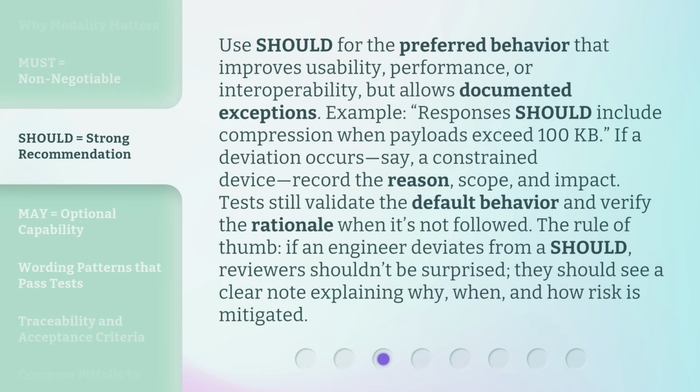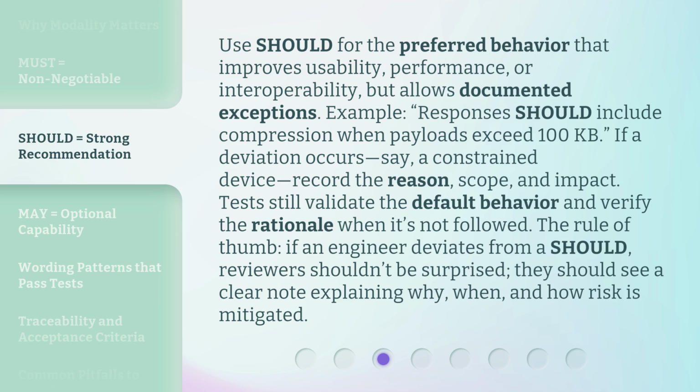Use should for the preferred behavior that improves usability, performance, or interoperability, but allows documented exceptions. Example: responses should include compression when payloads exceed 100 kilobytes. If a deviation occurs, say, a constrained device, record the reason, scope, and impact. Tests still validate the default behavior and verify the rationale when it's not followed.